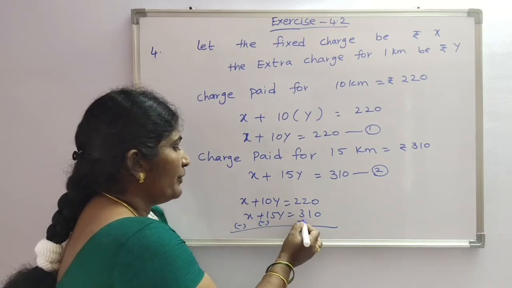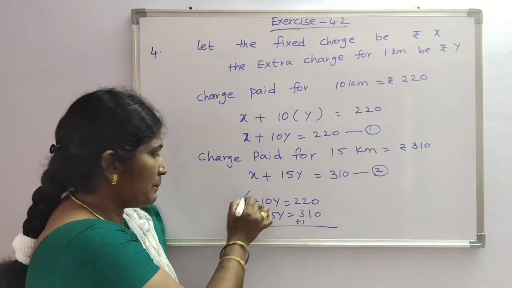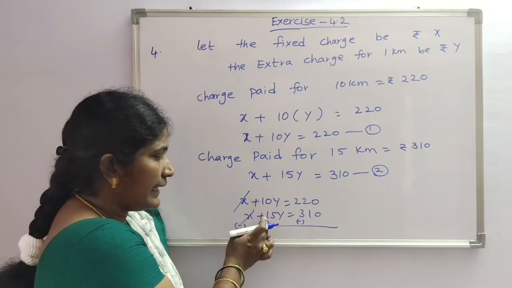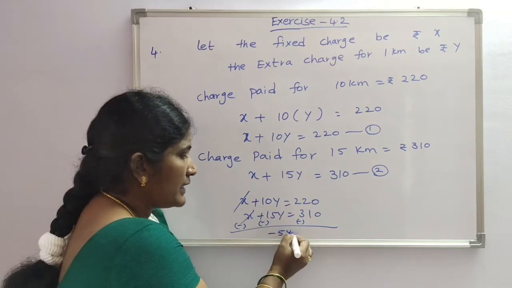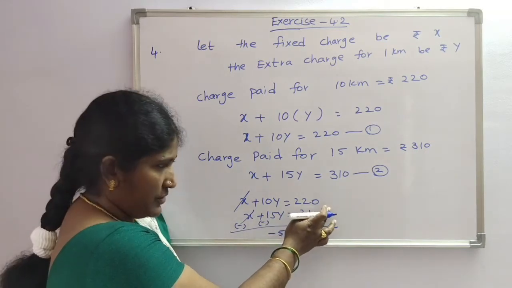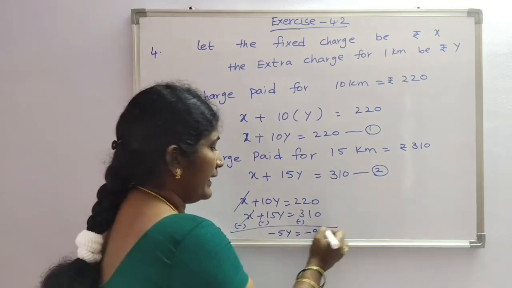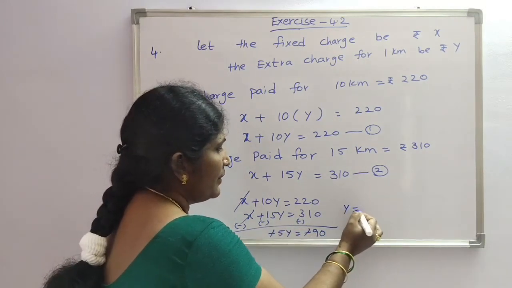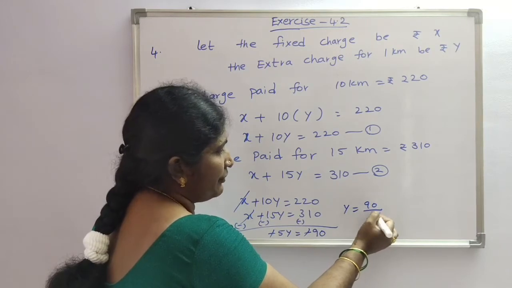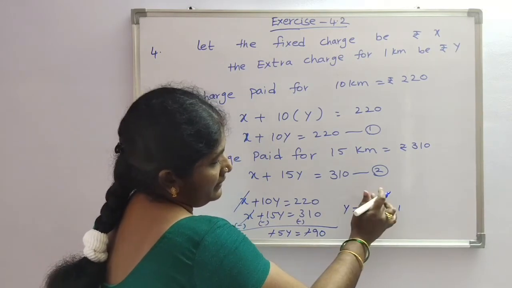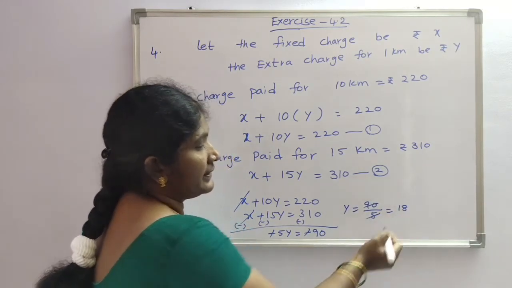Subtract. Before subtracting, you have to change the symbols. Plus x and minus x get cancelled. 10 minus 15 gives minus 5y. 310 minus 220 is 90. For the bigger number, the negative is there, that's why minus 90. Minus and minus get cancelled. y is equal to 90 by 5. 5 ones are 5, 5 eights are 40.